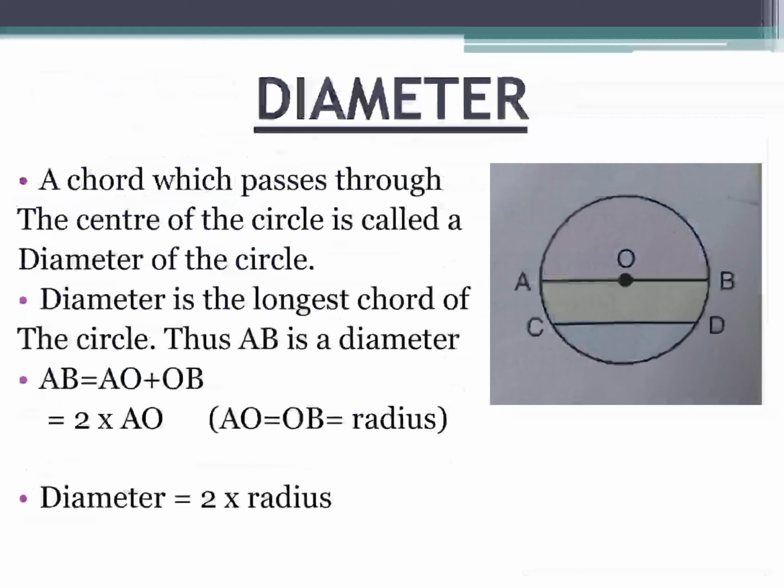AB means AO plus OB. AO is the radius, OB is the radius. It means AO and OB are the same, so you will write 2 into AO. It means 2 times the radius is equal to the diameter. If the radius is 6 centimeter, then the diameter will be 12 centimeter. If the radius is 5 centimeter, then the diameter will be 10 centimeter. Every time the diameter will be twice the radius.